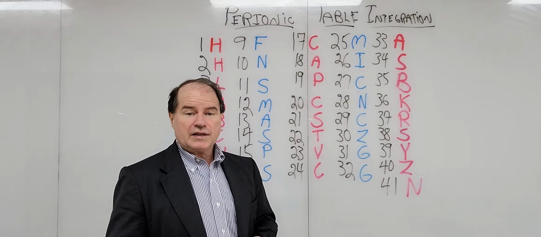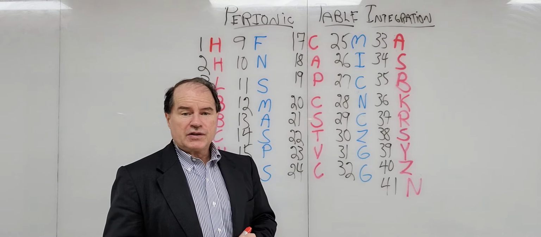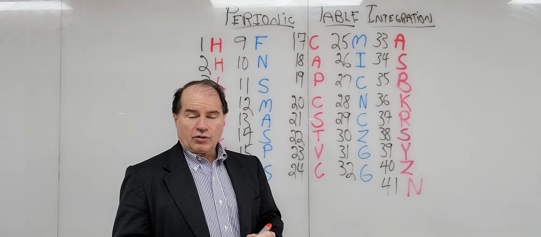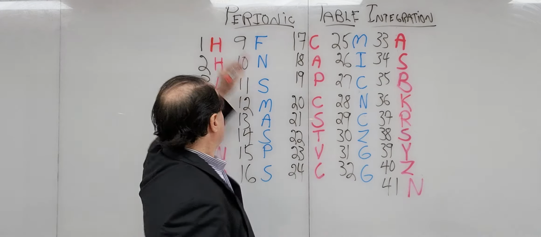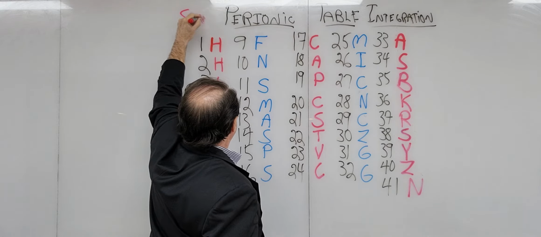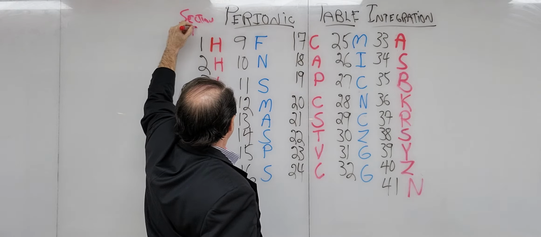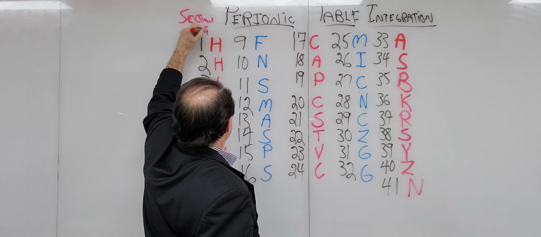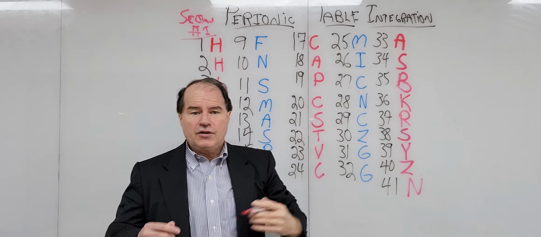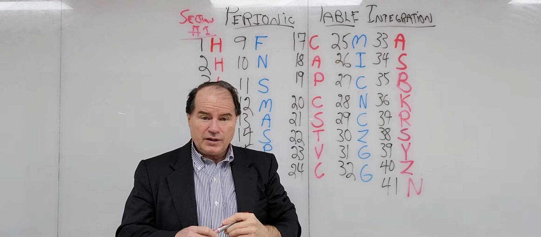What we're looking at today is integration of stage one of the periodic table, or section one, stage one. So let's put that up here. Section number one. Okay, so three sections, we have one of three.